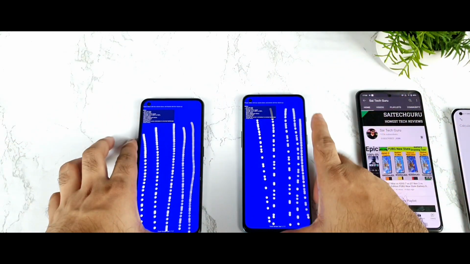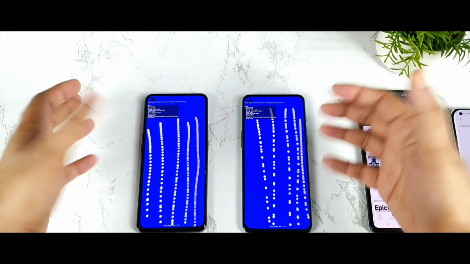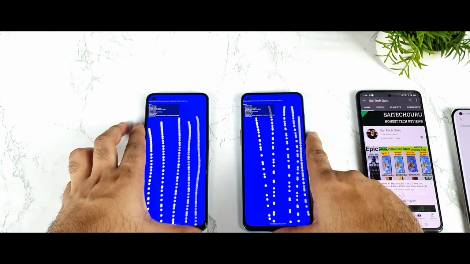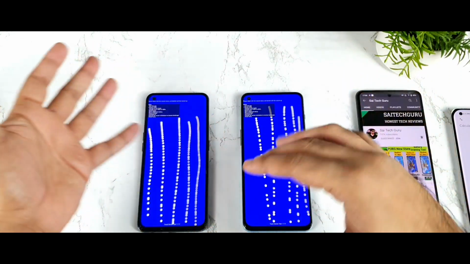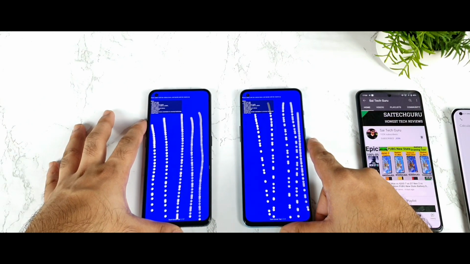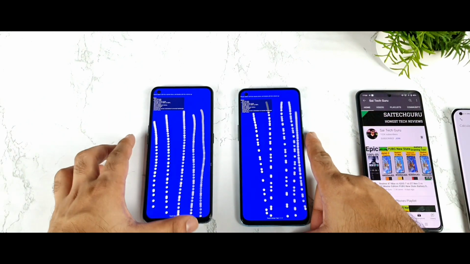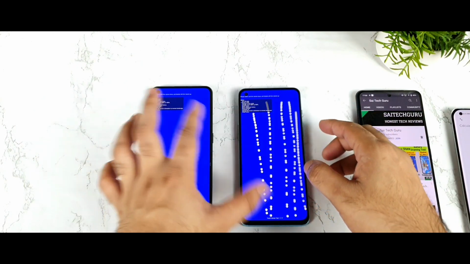This is what happens if you don't know these things and you buy the phone. Anyway, right now I don't think anyone will be buying the OnePlus Nord 2 after these incidents. Thank you for watching this quick comparison between both phones regarding the touch sampling rate.